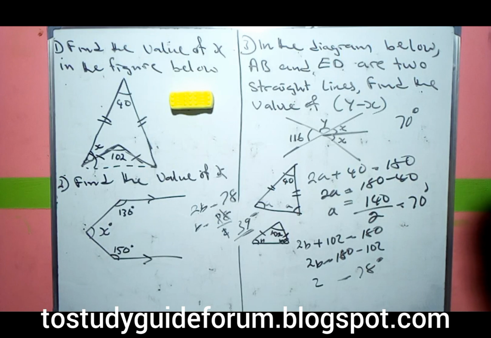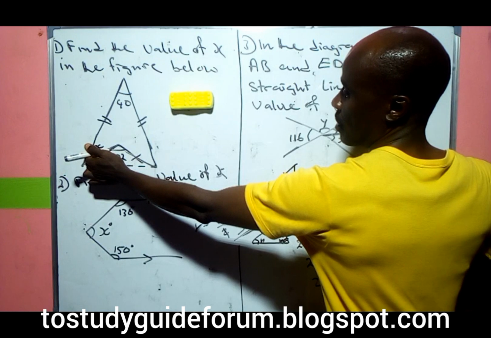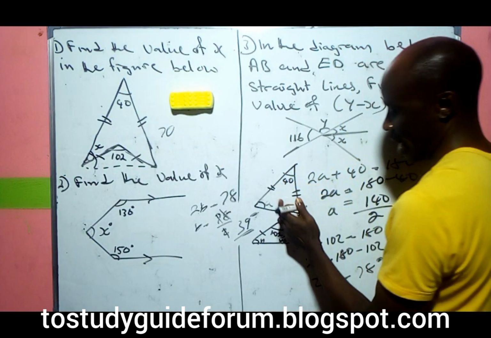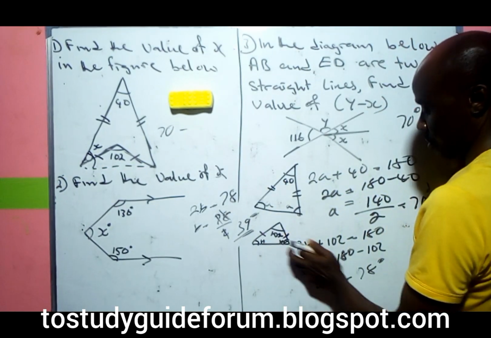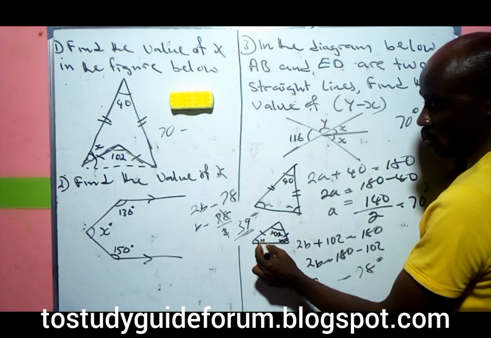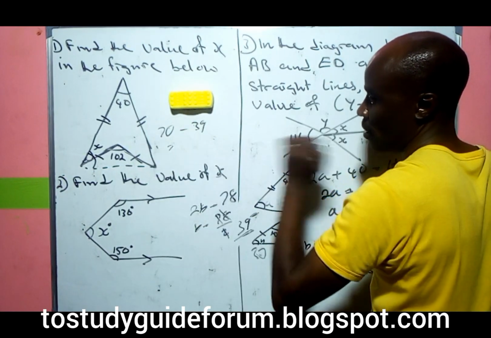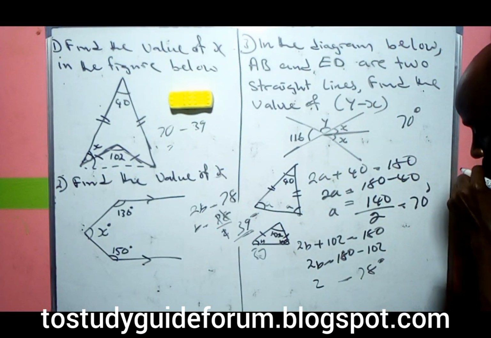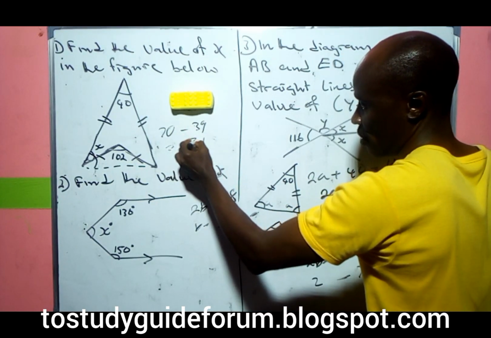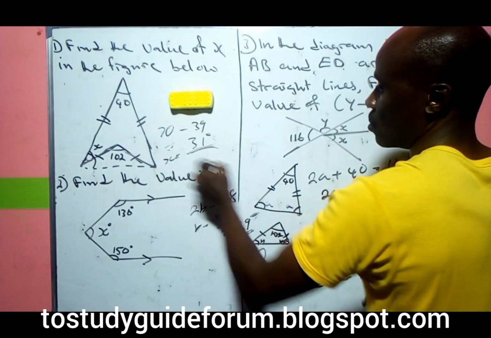So let's continue. Now, like I said before, to get this x we take 70, which is the bigger triangle's angle, minus the smaller angle, which is our B, 39. So we subtract 39 from 70, and that will give us 31 degrees. That is the value of our x. X is equal to 31 degrees.